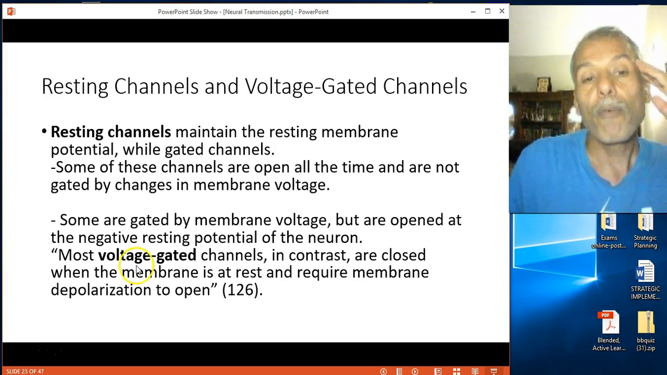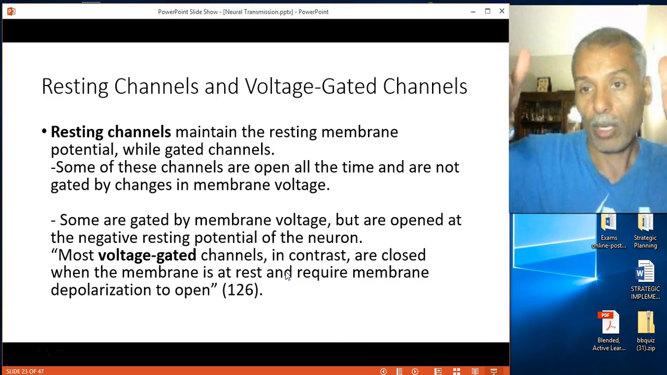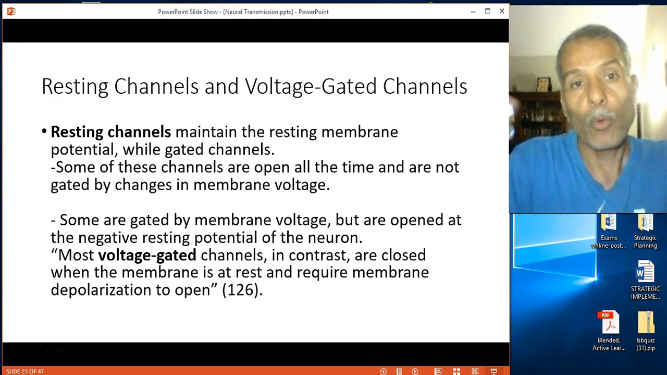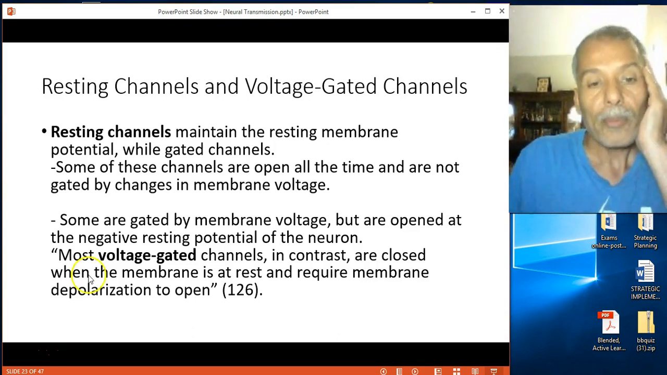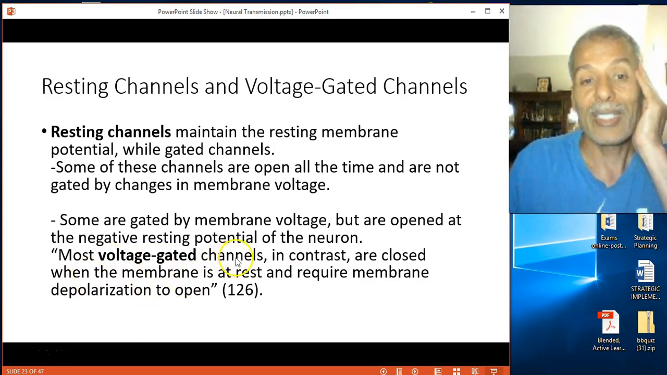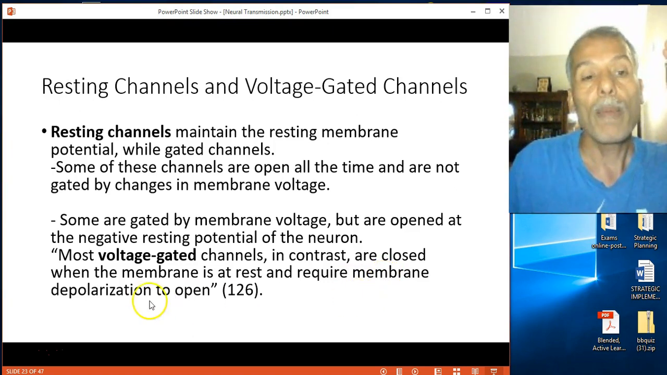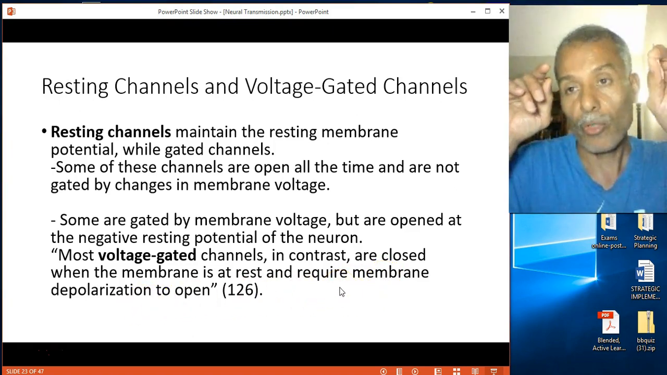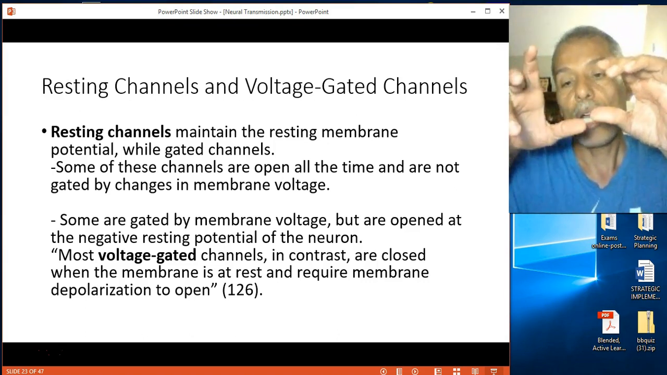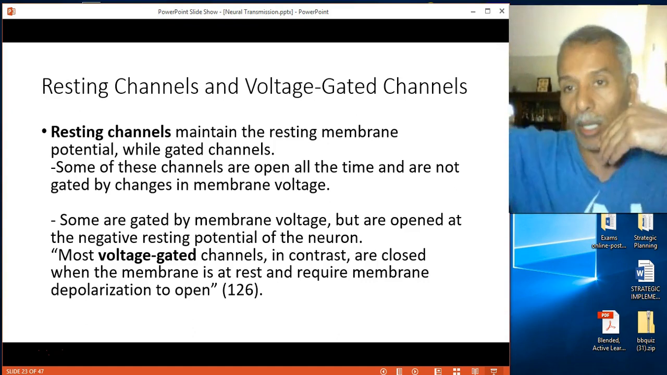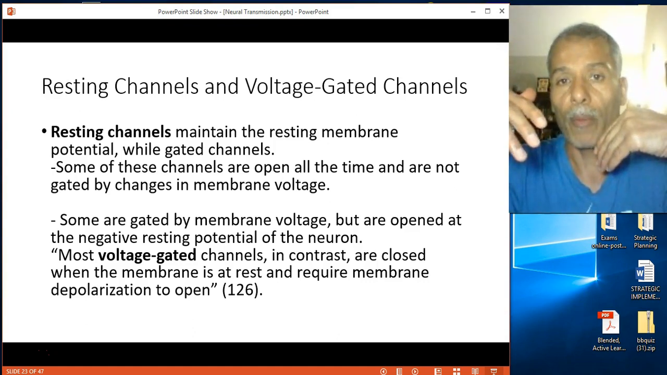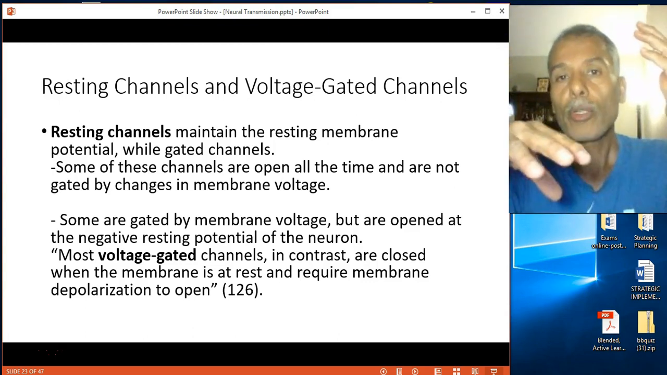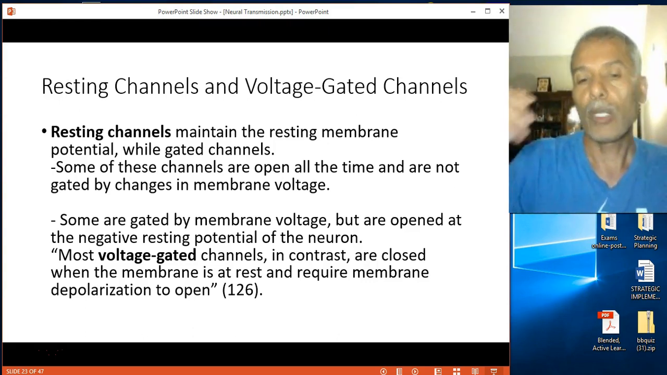So most voltage gated channels are closed when the membrane is at rest, because they have gates, and you want to block, for example, sodium most of the time. So when the membrane is at rest, these voltage gated channels are closed almost all of the time, and they require membrane depolarization. So a neurotransmitter comes in, binds on the channel, and then it opens it, and this is going to allow in sodium, for example. And as sodium goes in, it is going to alter the membrane potential. It will cause the cell to fire.